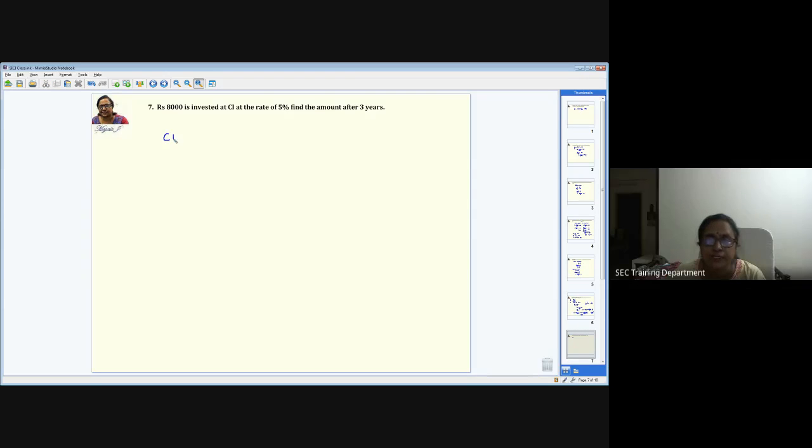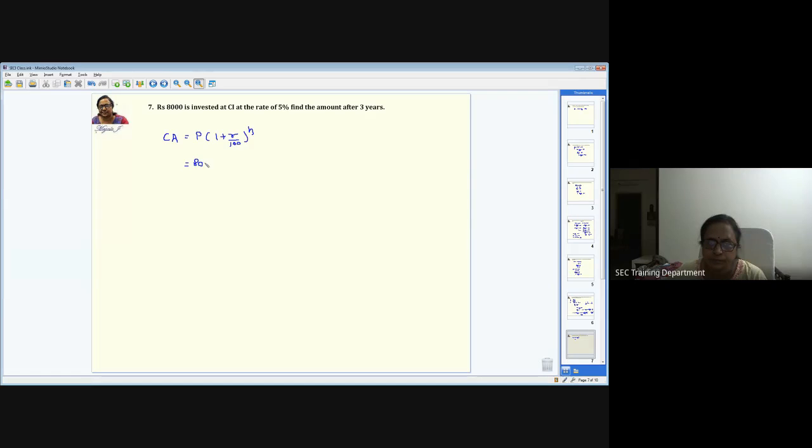They're asking to find the amount. They didn't ask you for the interest. Last time I told you if you are calculating the interest, you have to subtract the principal, because the compound interest is not separately calculated. It's along with the principal. So here when you want compound amount, the formula is P into (1 plus R by 100) to the power n. That's it. Just apply this.